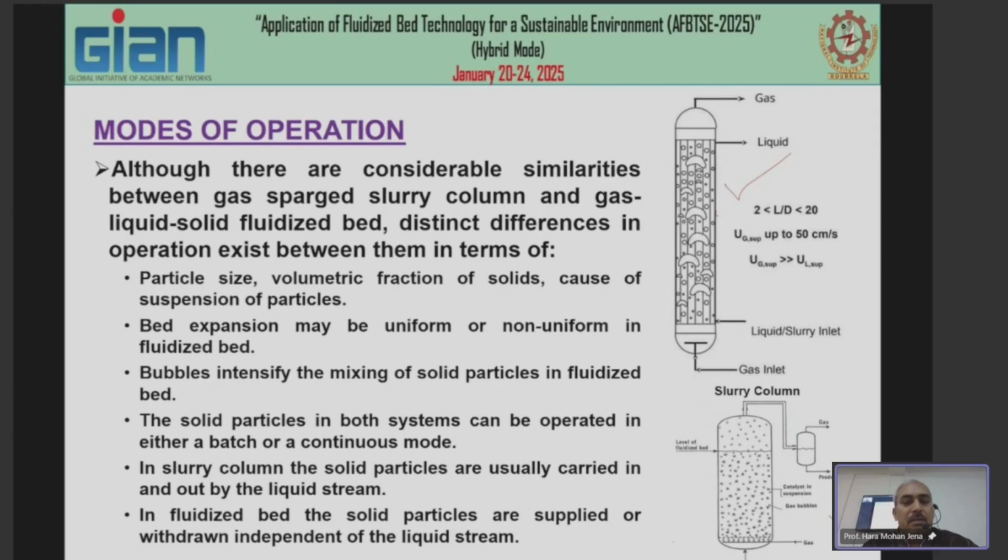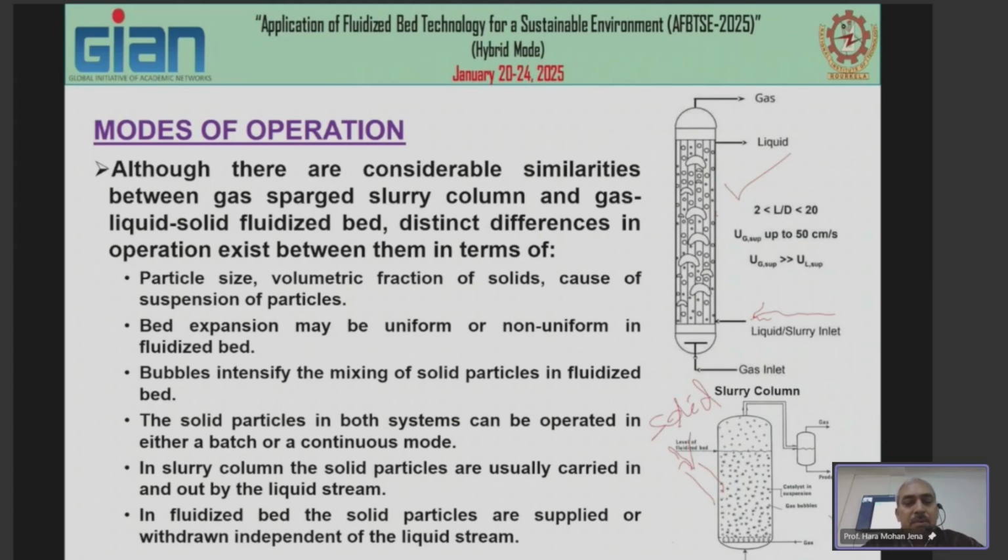In a slurry column, the solid particles are usually carried in and out by the liquid stream. As you see here, the solid particles are entering the system with the liquid, in the form of slurry. Then after processing it is leaving. But in a fluidized bed, the solid particles may be the batch ones. Solid is not getting out from the system, or solid may get out from the system. Also, externally we can charge the solids here.